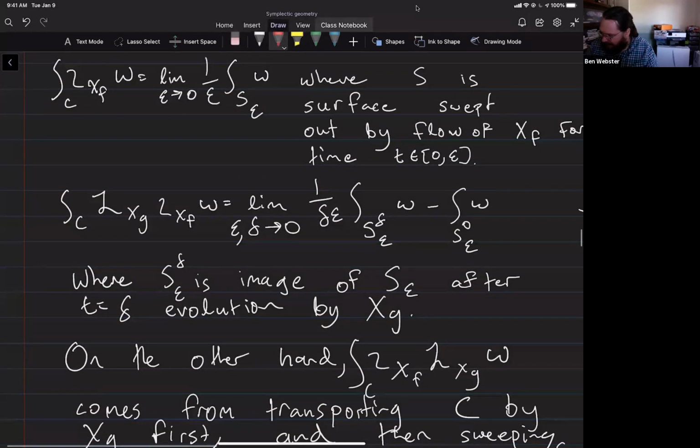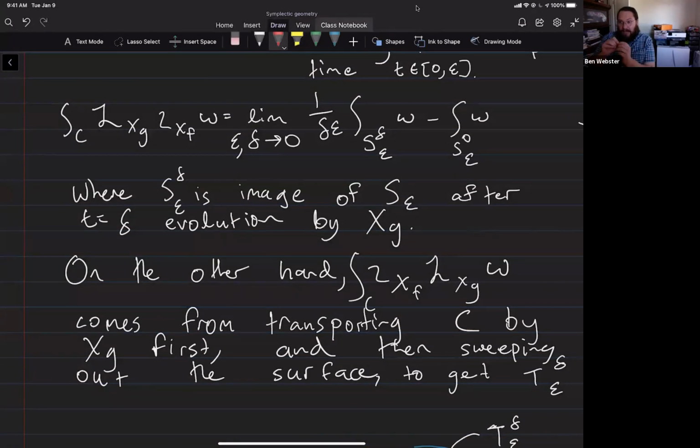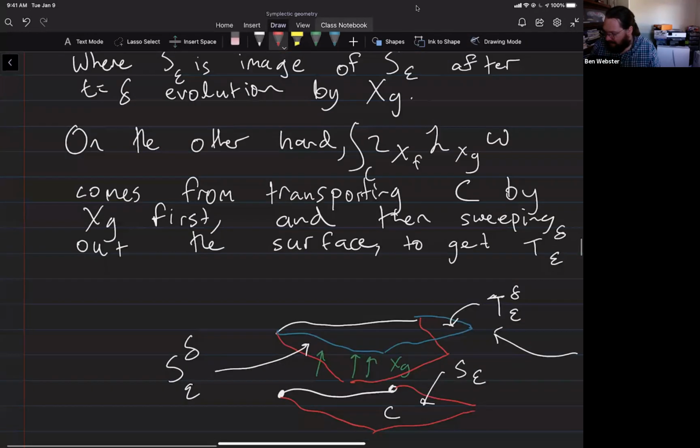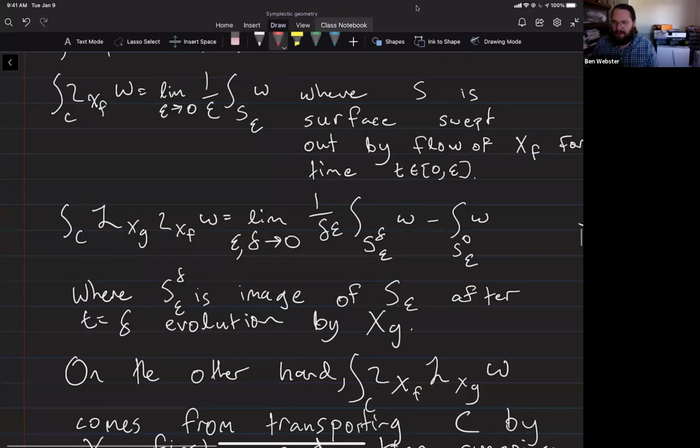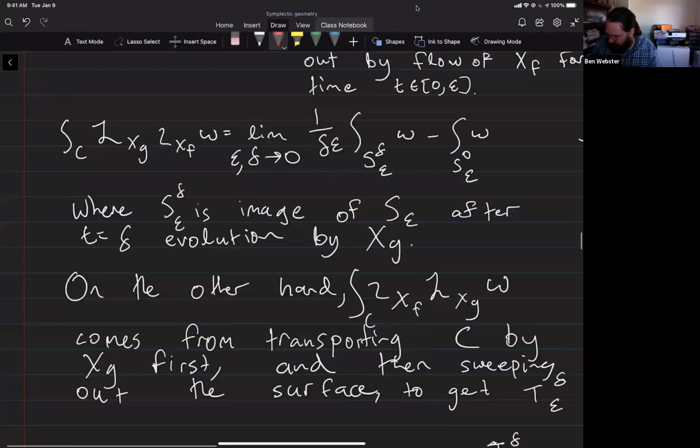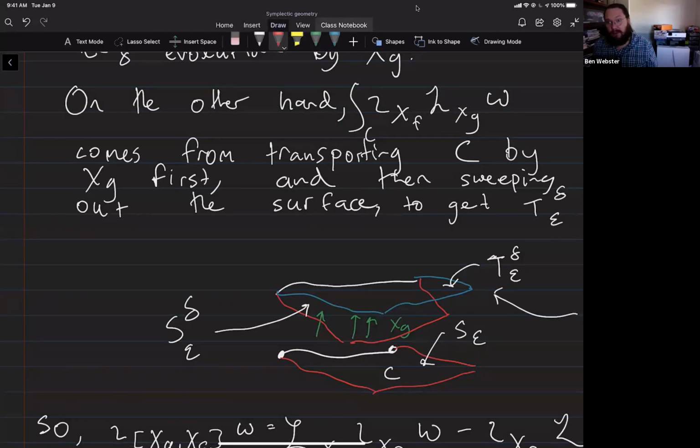On the other hand, if I do them in the opposite order, that means I just evolve with respect to xg first, and then I trace out the surface with respect to xf. I tried to actually write everything out in terms of notation, but I think that might just make life worse. The important thing to think about is that one vector field gives you a surface, and the other one gives you some gap between the surfaces, and you're looking at the difference between the values on those. So the question is, how are the surfaces involved different?